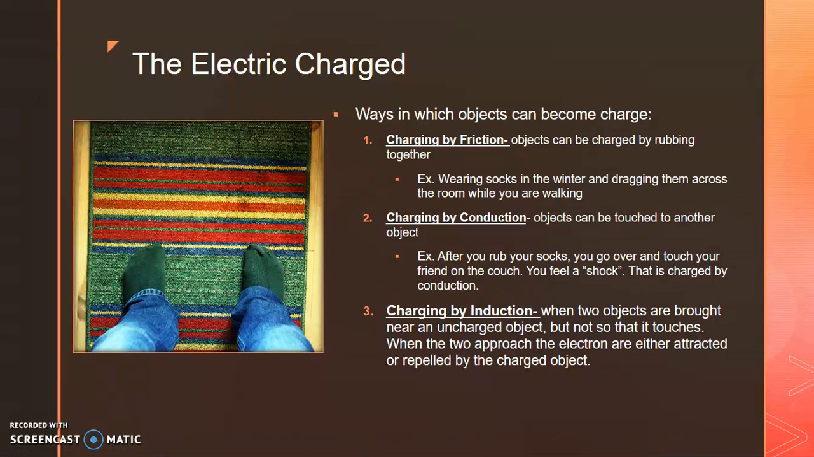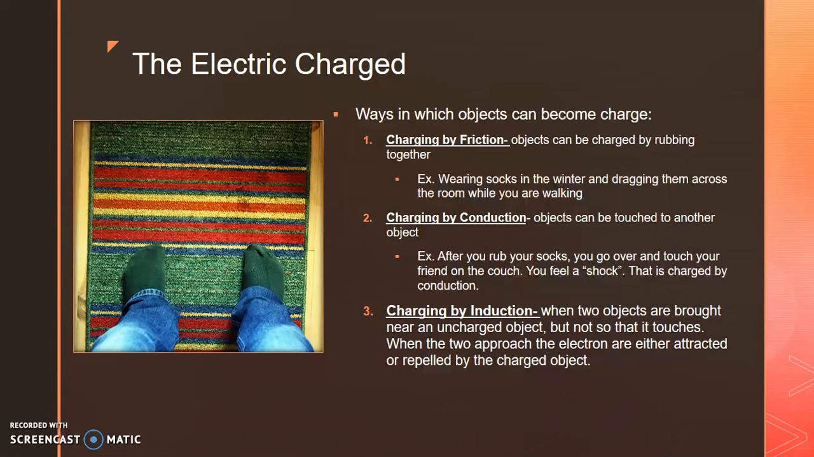Ways in which objects can become charged. The first one is charging by friction. These are objects that can be charged by rubbing together. An example: wearing socks in the winter and dragging them across the room while you are walking. You can go up to a person after doing this and shock them, or sometimes you shock yourself by touching the doorknob.